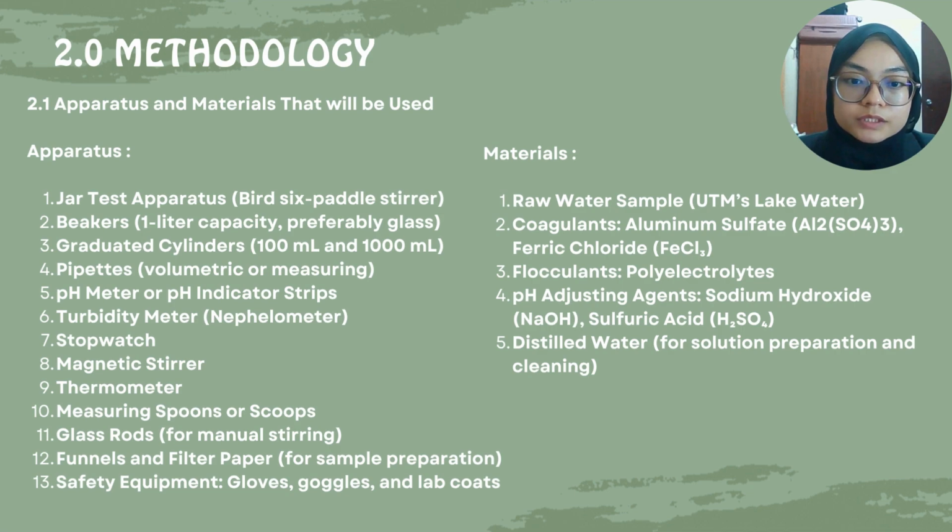The materials are the raw water samples, UTM lake water and also the civil faculty lake water. Then we have the coagulants, which are aluminum sulfate and ferric chloride, the flocculant, which is polyelectrolyte, and the pH adjusting agents, which are sodium hydroxide and sulfuric acid. We also use distilled water for solution preparation and beaker cleaning.